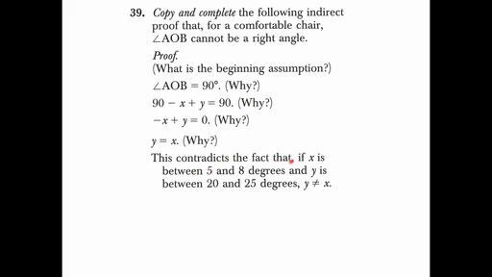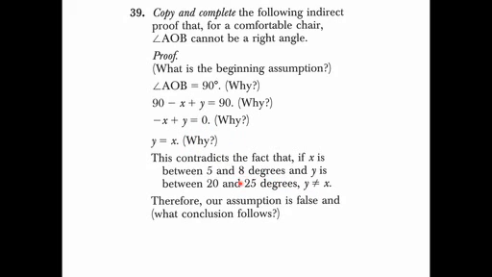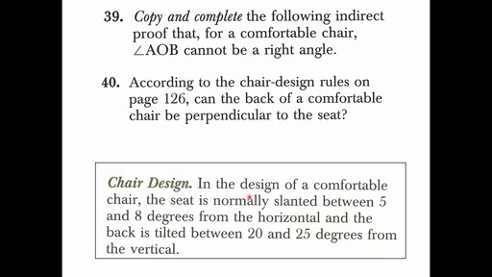This contradicts the fact that X is between 5 and 8 and Y is between 20 and 25 and Y is not equal to X. So in this process, somewhere in here, we've got a contradiction. Therefore, our assumption is false, and what follows?